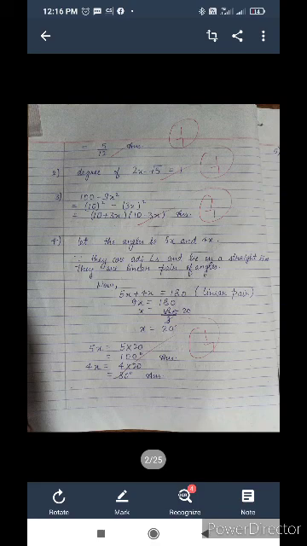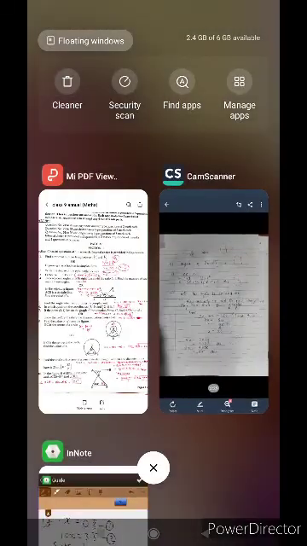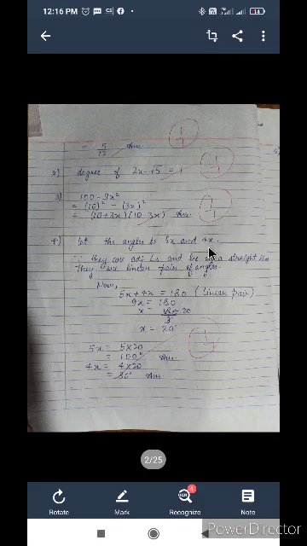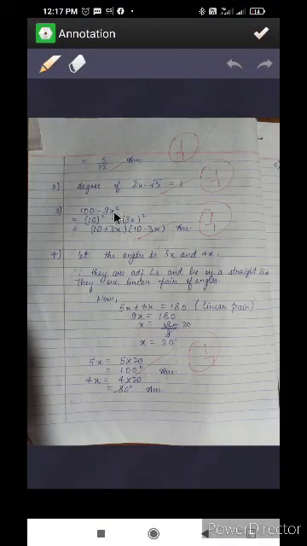Let me draw the figure. Suppose two adjacent angles lie on a straight line. So this is the straight line and this is the ray. There are two angles lying on a straight line, and they are in the ratio 5:4.